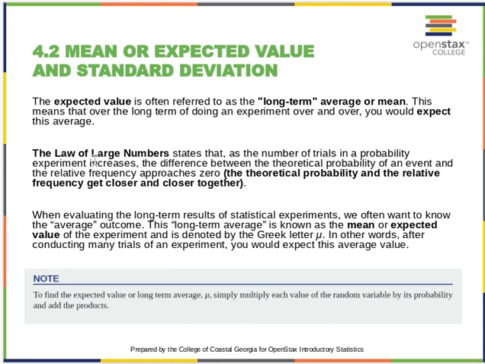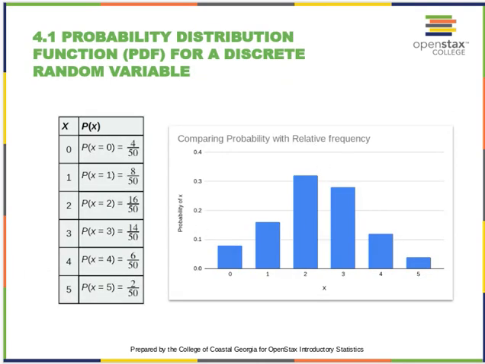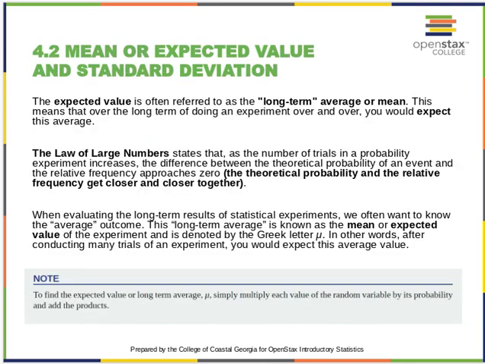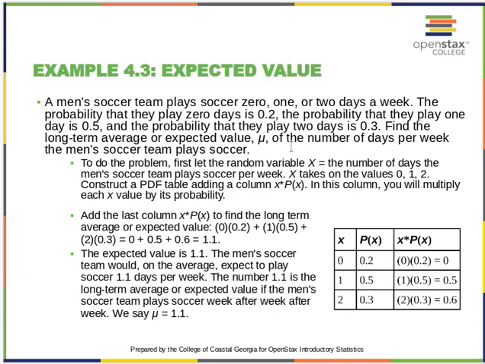The expected value is often referred to as the long-term average or mean. This means that over the long term of doing an experiment, you would expect this on average. So it's possible one person that we draw might be towards the end, but if you were to take a gamble and have to predict where we think somebody's going to be, we're going to expect them to be towards the middle, right? That's what the law of large numbers is telling us.